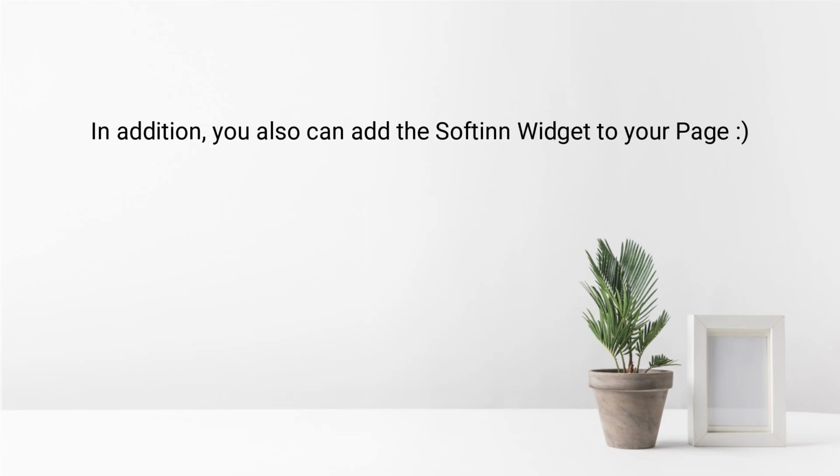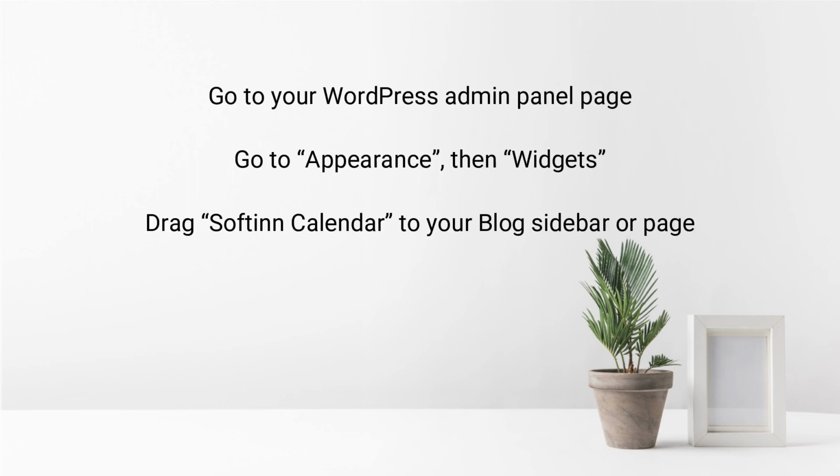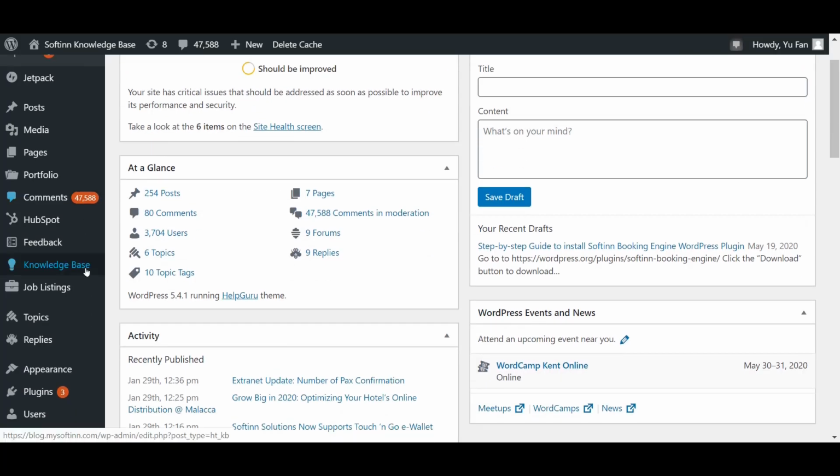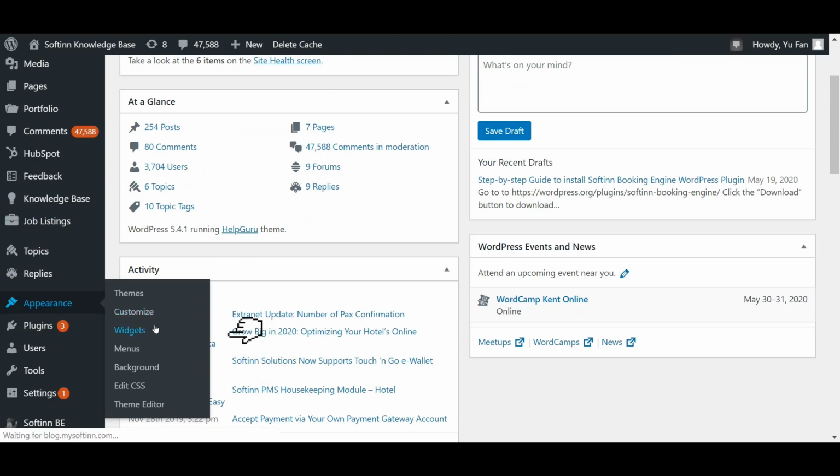In addition, you also can add the Softinn widget to your page. Go to your WordPress admin panel page. Go to Appearance, then Widgets. Drag Softinn Calendar to your blog sidebar or page. Click on Appearance, then Widgets.